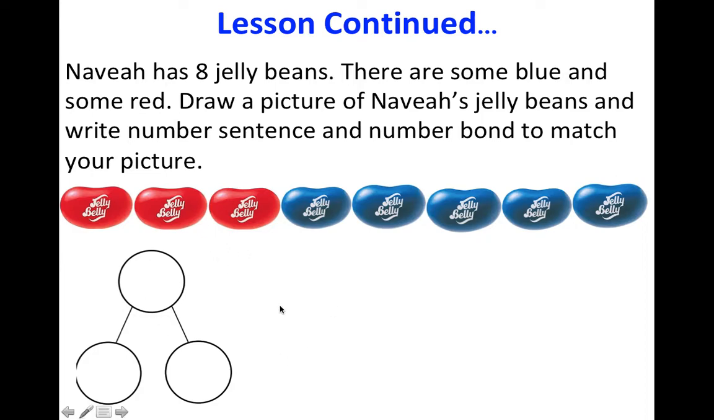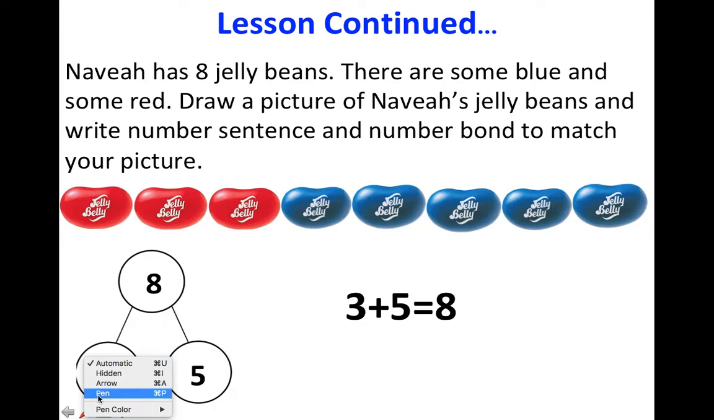So I have 3 red jelly beans, so I'll put 3 here to match the 3 jelly beans. And I have 5 blue jelly beans. So I have 3 plus 5 equals 8. So my number sentence looks like 3 plus 5 equals 8.